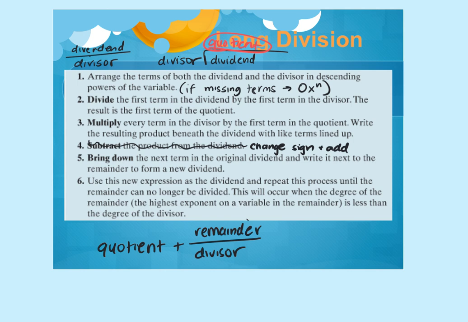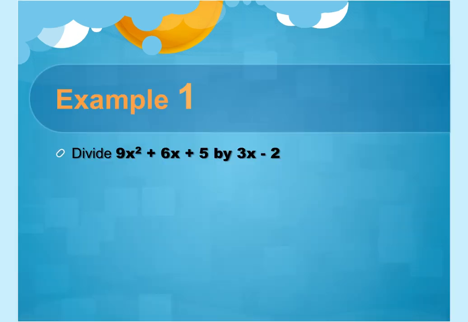Now, long division can be done every single time. Synthetic division, which we're going to go over in a little bit, can only be done certain times. So long division all the time, synthetic only some of the times. All right, so here's example 1.